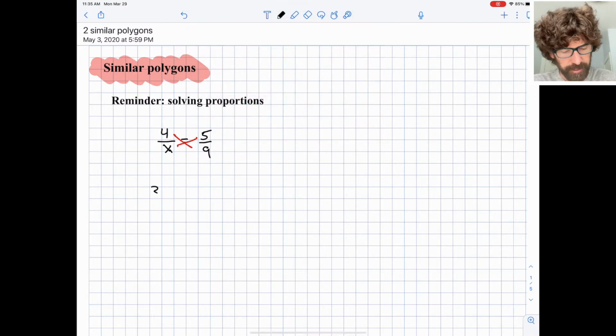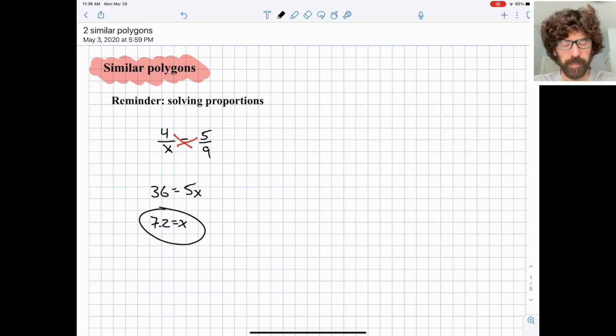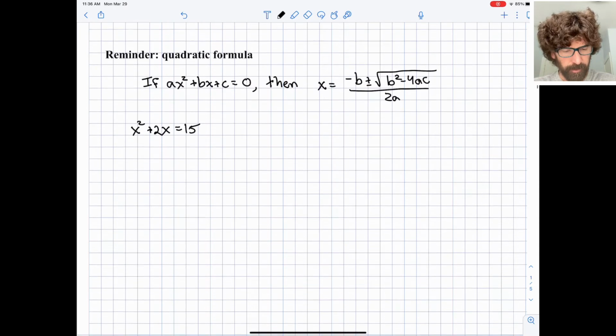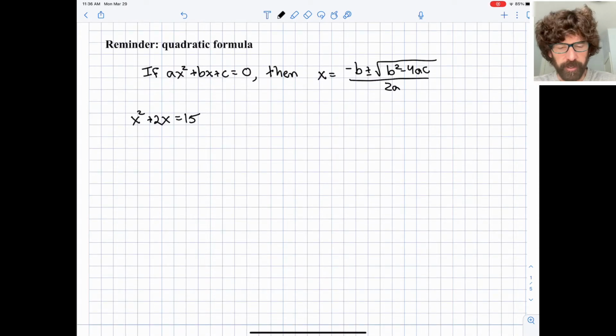9 times 4 is 36, 5 times x is 5x, and then we can divide both sides by 5, and we get 7.2 equals x. So just a quick reminder about cross multiplying to solve these proportions. And then another quick reminder about the quadratic formula. This will come up in some cases when we're solving for missing pieces of similar polygons.